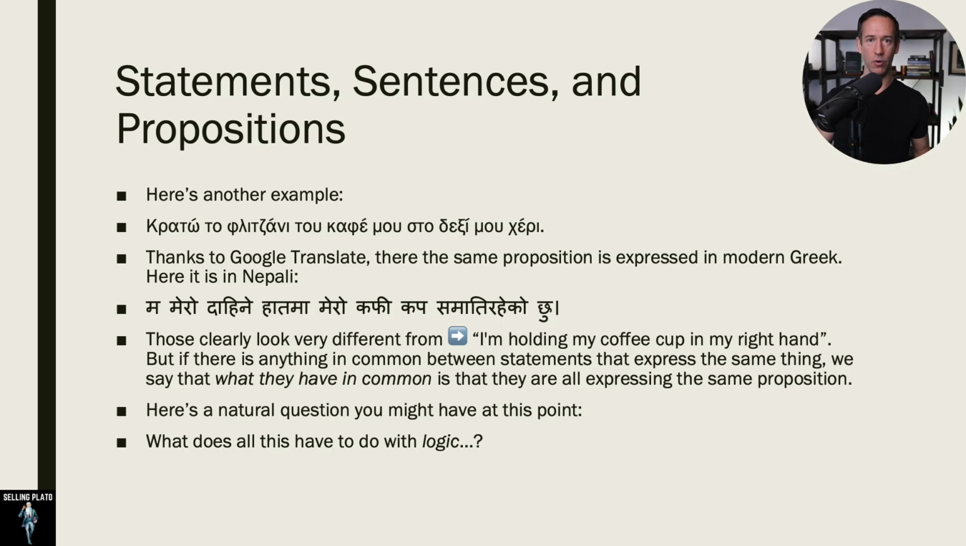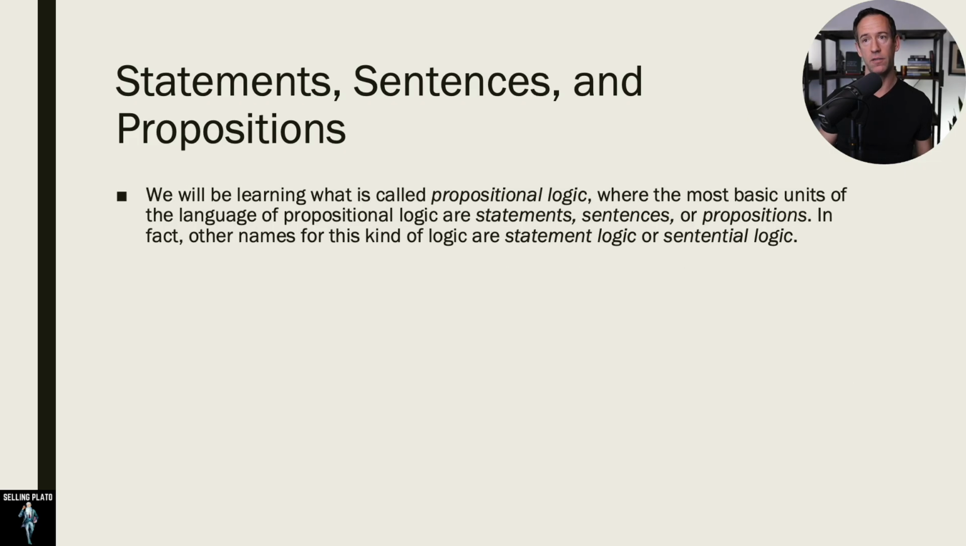Why am I going through these basic principles of what language is and how it can be expressed and what a proposition is? Well, we're going to be learning what's called propositional logic, where the most basic units of the language of propositional logic are going to be statements or sentences or propositions. For our purposes, those are going to be the same thing. We can make distinctions if we wanted to get into the greater details of philosophy of language, but we're not going to do that here.